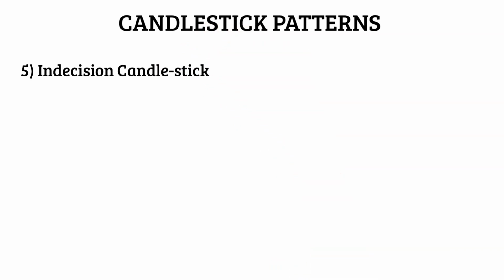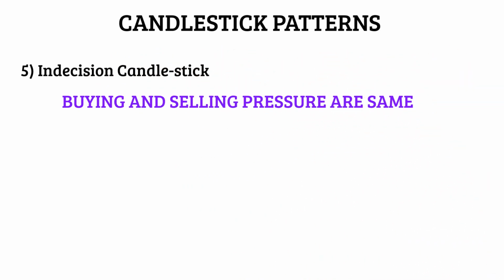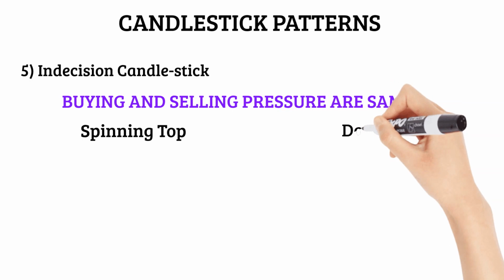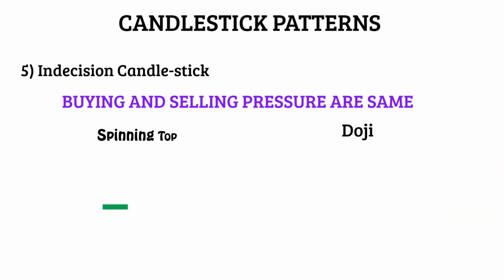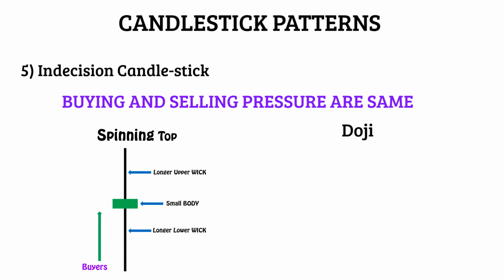The next candlestick pattern is the indecision or indecisive candlestick pattern. Indecision candlestick pattern signifies that both buying and selling pressure are the same in the market. Spinning top and doji are indecisive candlestick patterns. In a spinning top candlestick pattern, both buying and selling pressure are fighting for control. You can recognize it when the candle has long upper and lower wicks and also a small body. That means when the market opens, both buyers and sellers aggressively try to gain control, but at the end of the session, neither has gained the upper hand.